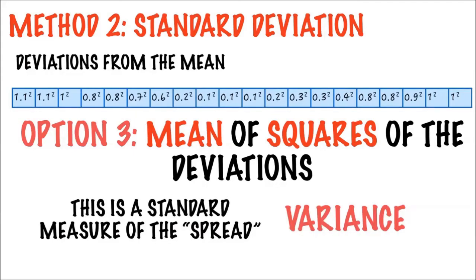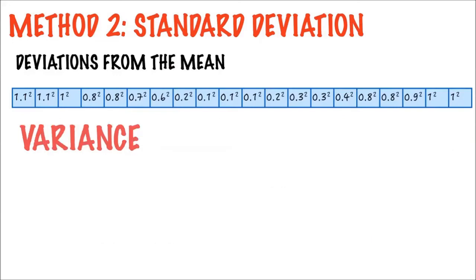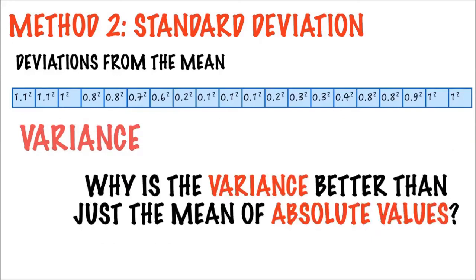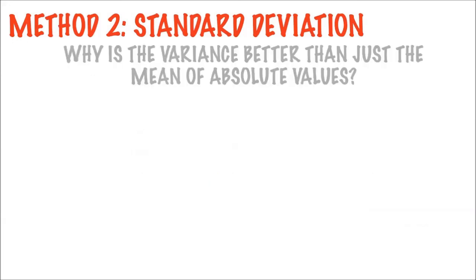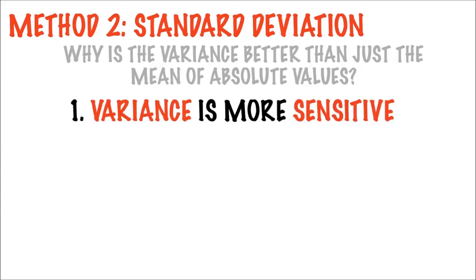But there is a much better option, and this leads to the concept of variance. Variance is simply the sum of the squares of these mean deviations. There are a number of reasons why variance is a much better bet than using the sum of the absolute values of the mean deviation. So let's cycle through and understand some of them.